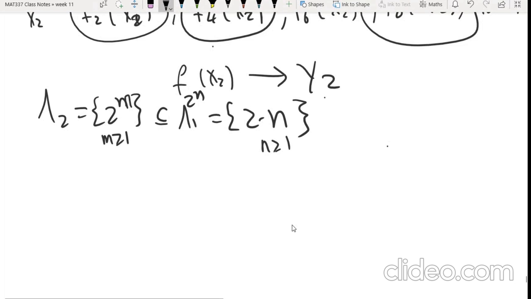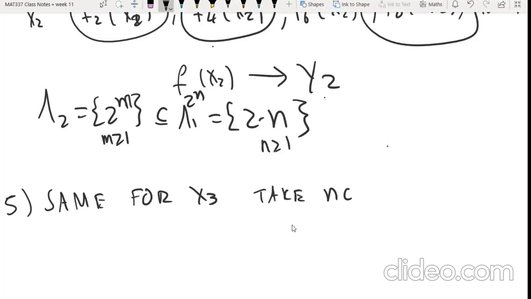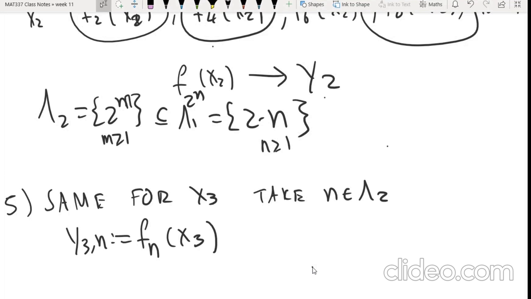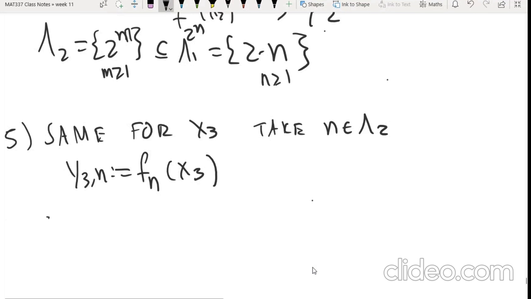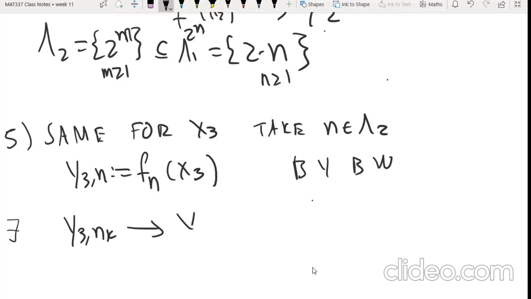Same for x3. Take n to be in lambda 2, then you have y3n defined as f n of x3, n in lambda 2. And repeat this argument, by Bolzano-Weierstrass, there exist y3nk going to y3, and then that just means this guy has a limit. All right.